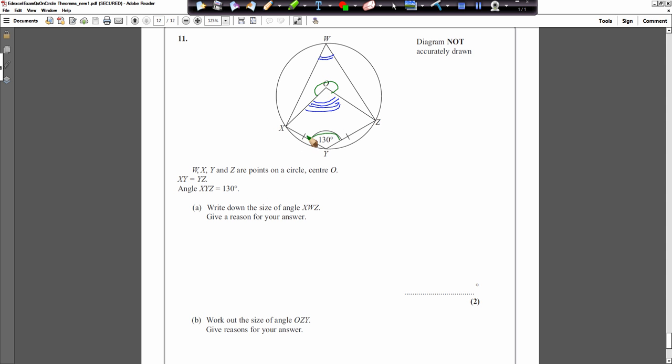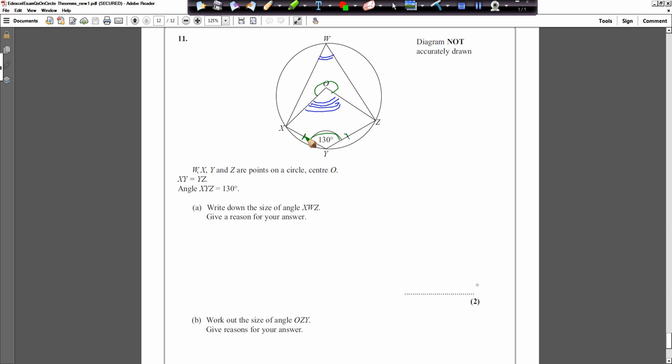Now hang on a second. We've also got these lines here. What do these lines mean? Anybody got an idea what these lines mean? These lines mean that these two lines are equal in length.